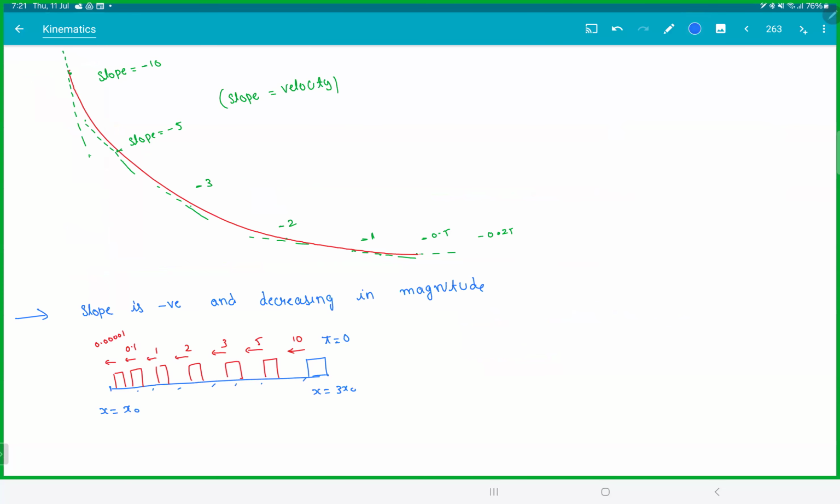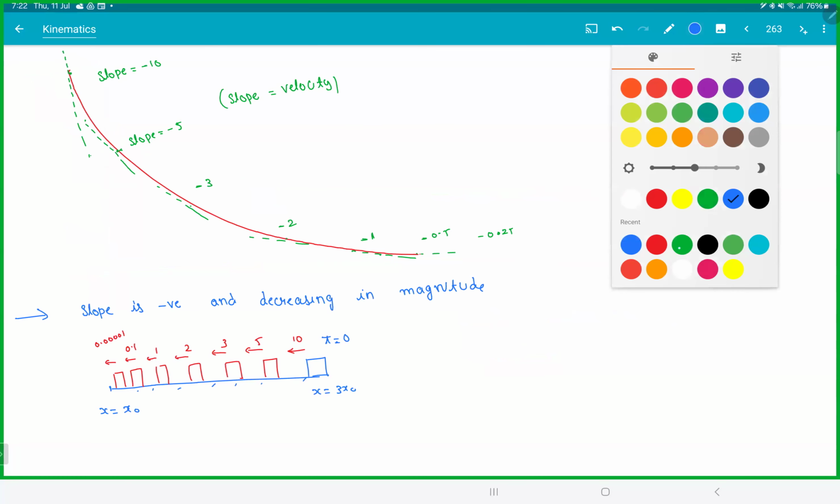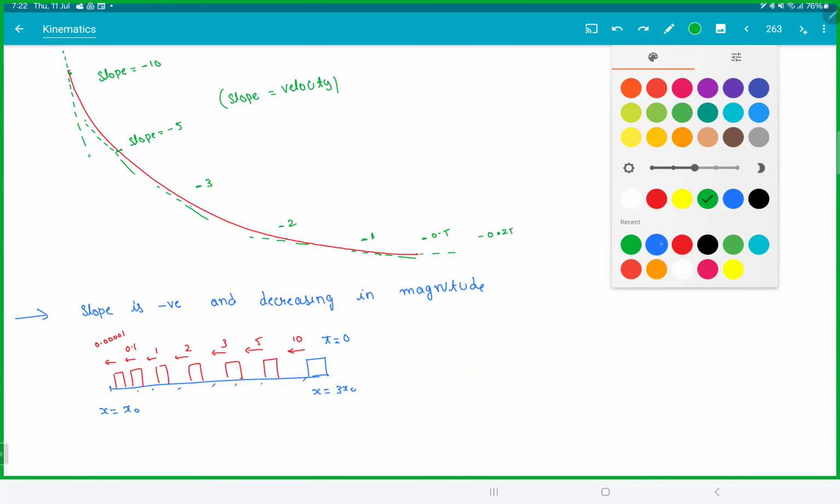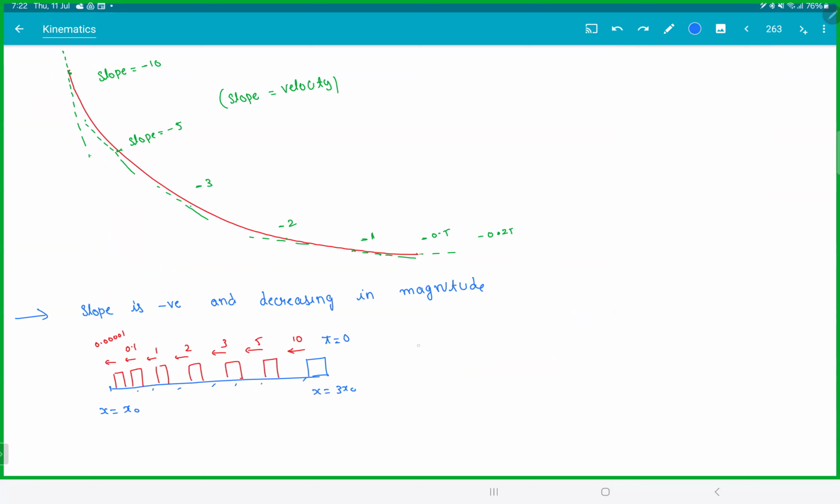Now you tell me, if the velocity is forward and decreasing, how is the acceleration? Isn't acceleration backward? Isn't it? So we can clearly see here slope is decreasing. So here velocity is backward and decreasing.